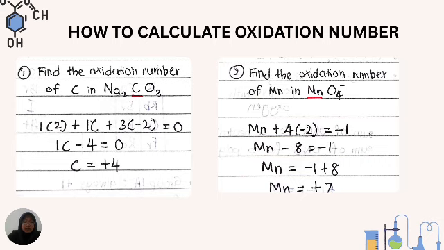The next one is find the oxidation number of manganese in permanganate ion. So here we put Mn plus 4 times -2, because we know the oxidation number for oxygen is -2, equal to -1 because this is a polyatomic ion. So the sum is equal to its ion charge. The ion charge here is -1, so it equals -1. And then we do the calculations. We got manganese equal to +1.